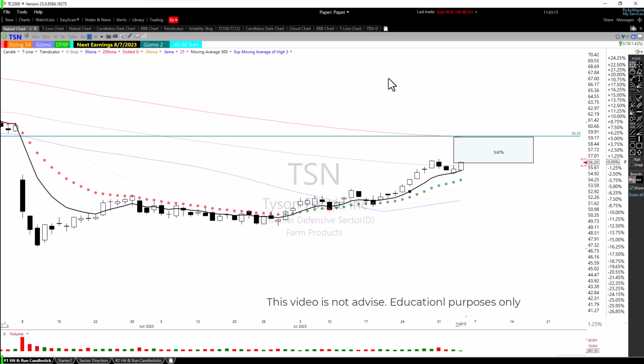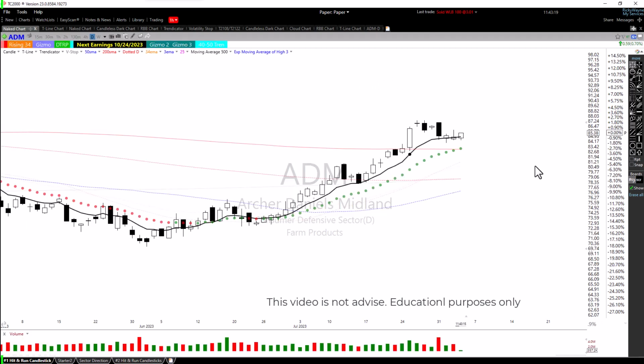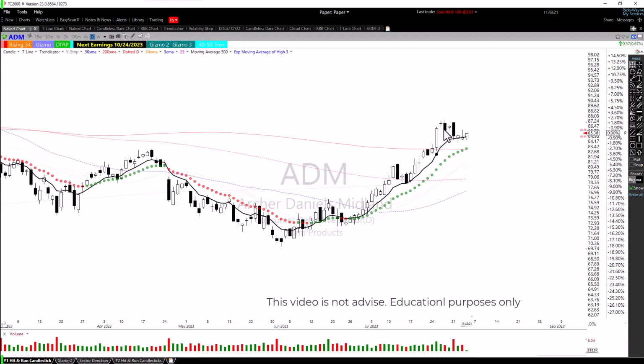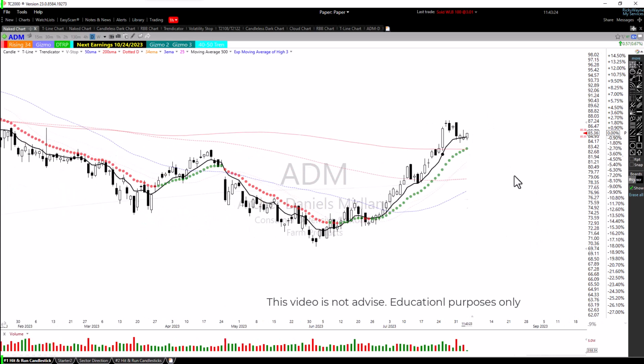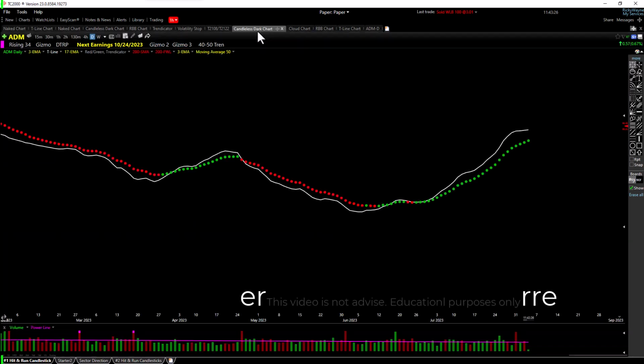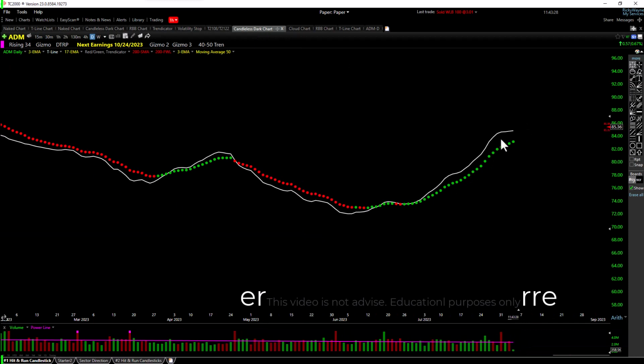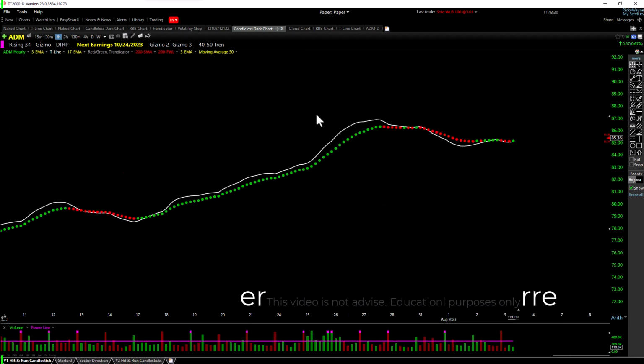Okay. Let's see. Is there anything else moving? Let's look at ADM. Look at ADM here. ADM might be trying to set up. Here's the trend, overall trend, the hourly. See how the hourly's up? We're in this pullback right now, and the hourly's trying to step up a little bit right through here.